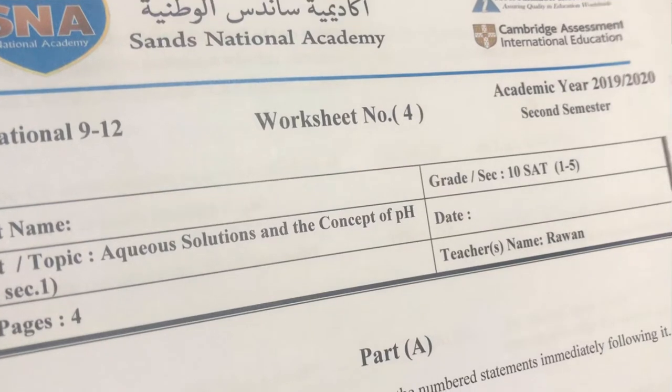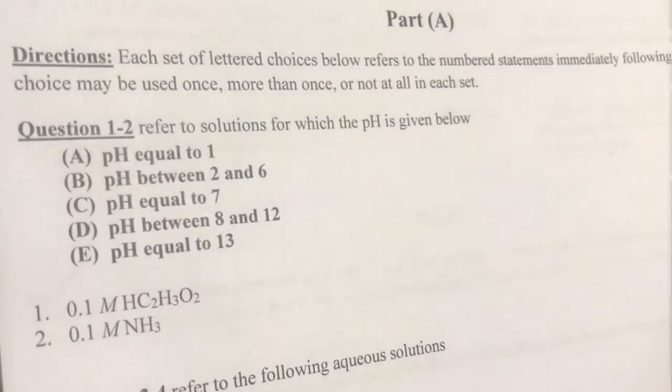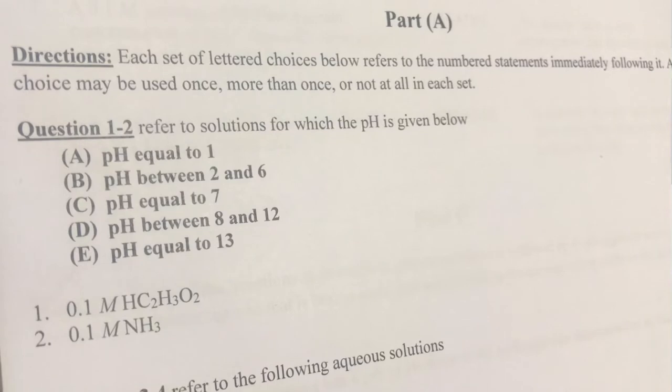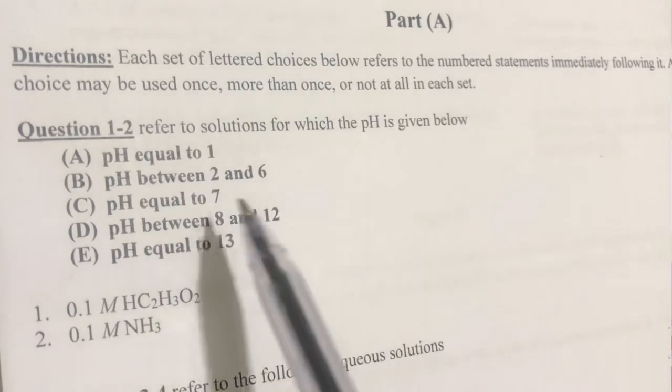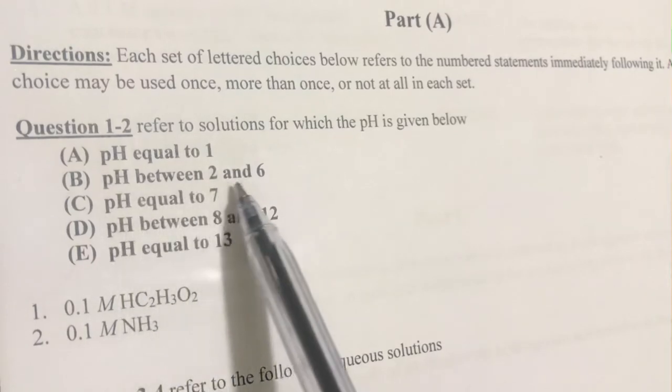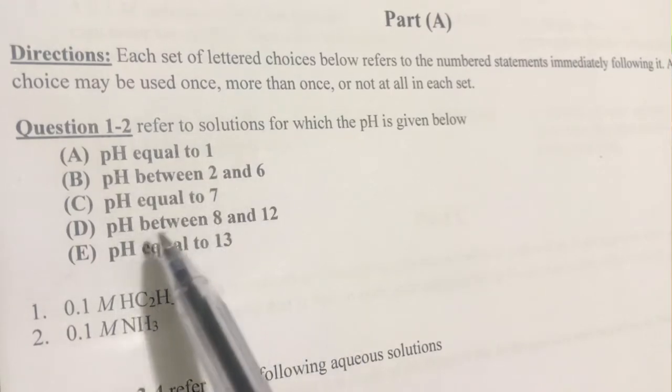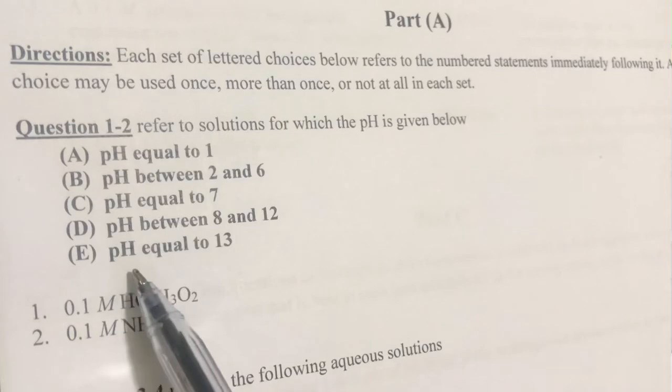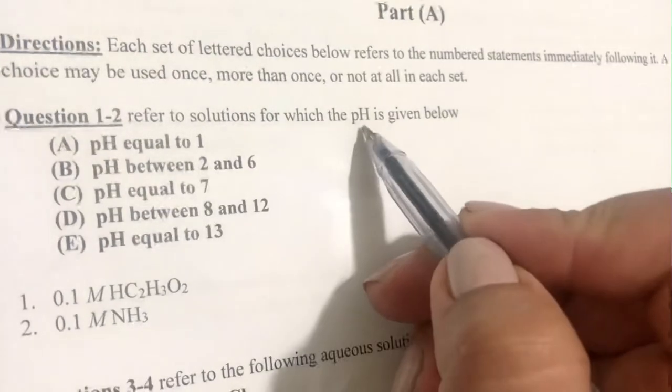Okay, worksheet number 4. Questions 1 to 2 refer to solutions for which the pH is given below. You have pH equal to 1, pH between 2 and 6, pH equal to 7, pH between 8 and 12, and pH equal to 13.